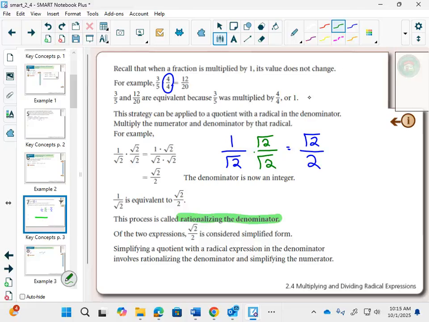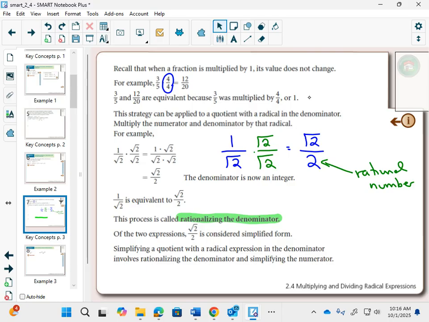The square root of 2 is called an irrational number. 2 is a rational number. And so changing the denominator from an irrational number to a rational number, we call rationalizing, making rational, the denominator. And it will be your job to always have a rational number in your denominator.